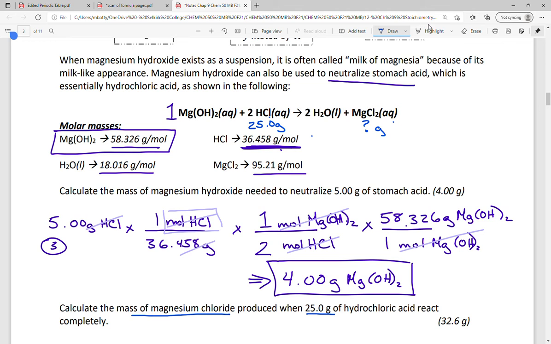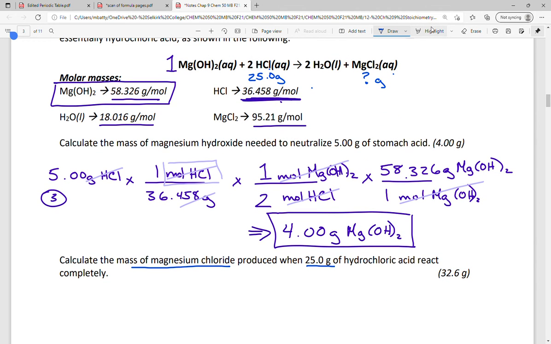So always in these, you're going to start with what you know. So I'm going to start by writing out complete units. So 25.0 grams of hydrochloric acid, HCl. I'm going to convert to the number of moles of hydrochloric acid with the molar mass of hydrochloric acid, which is conveniently already calculated up here for me.